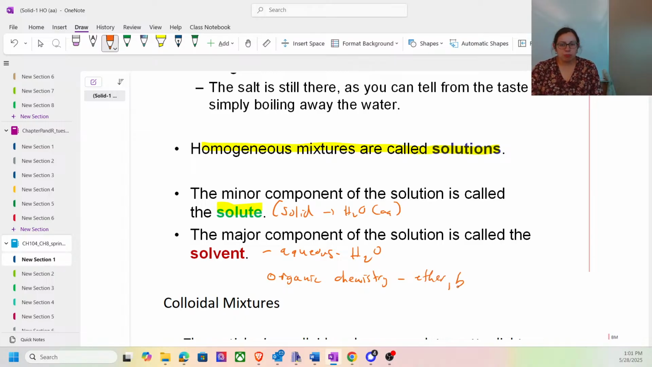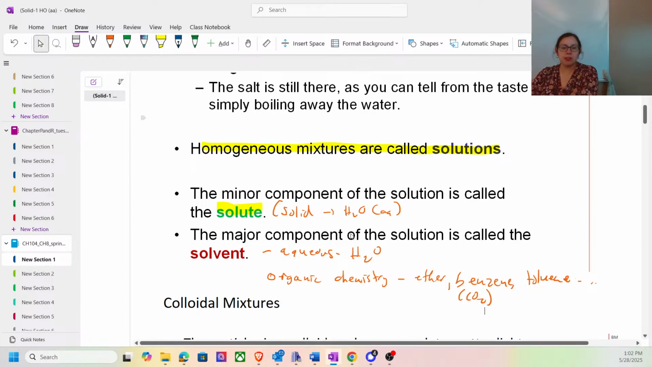I'll just name a few solvents, nowhere near an exhaustive list: ether, benzene, toluene, and we could go on and on. Even CO2 could be used as a solvent. But anyways, it's whatever is doing the dissolving.